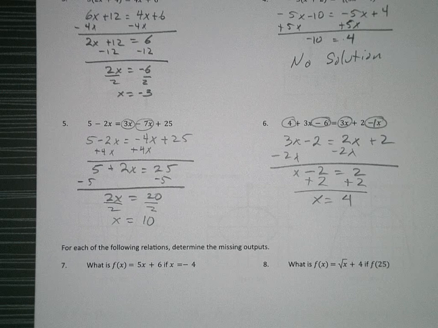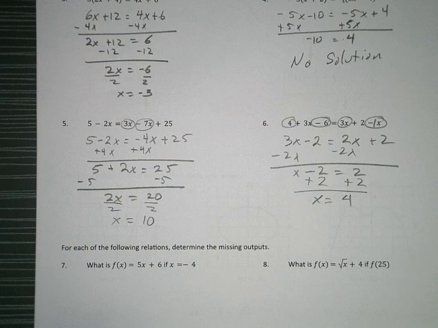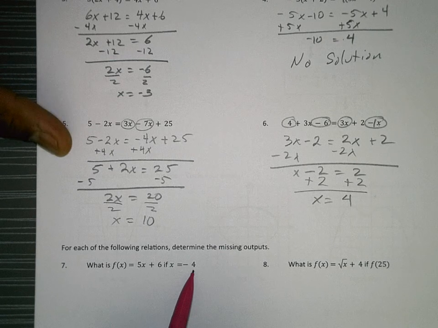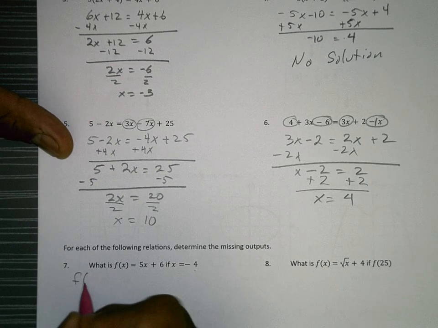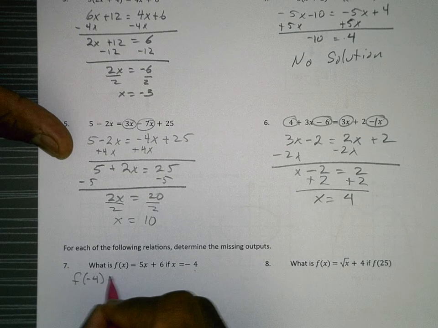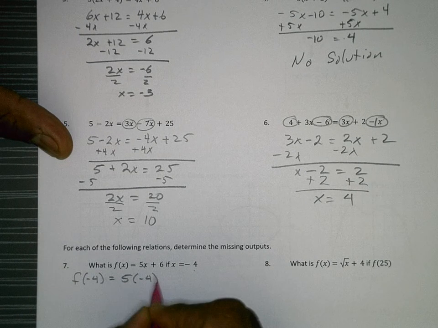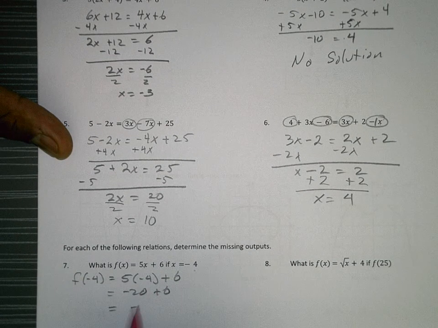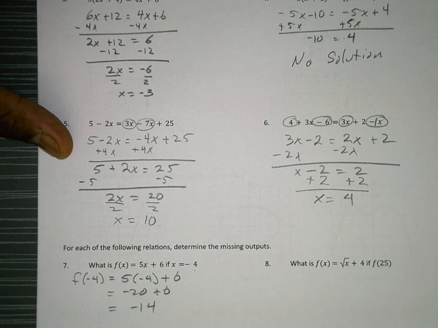And then coming down here, now we're looking at function notation with inputs and outputs. This is what they're telling me, the x is equal to negative 4. So that's the same thing as f of negative 4, right? That's telling me to put that into that spot right there. So we're looking at 5 times negative 4 plus 6. Negative 20 plus 6 is negative 14.